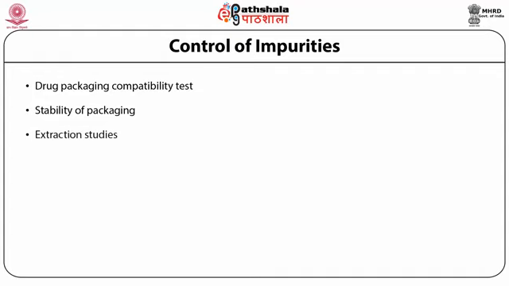Sometimes we also perform the extraction studies, meaning any material extracting from the packaging material, that also we can identify, and after identification one can judge to what extent it is toxic, or what is the percentage limit of that extractable material. Then biocompatibility studies can also be performed in order to control the impurities. Then the last one is that quality control of the packaging material is also very important.